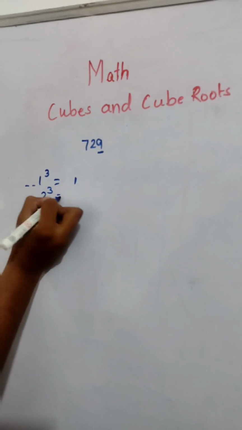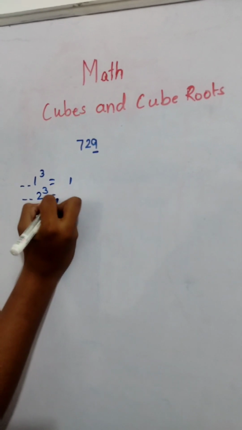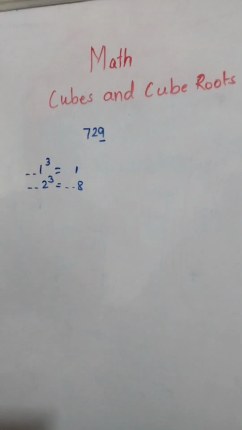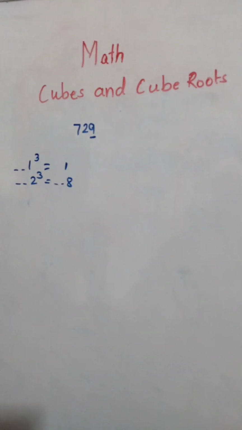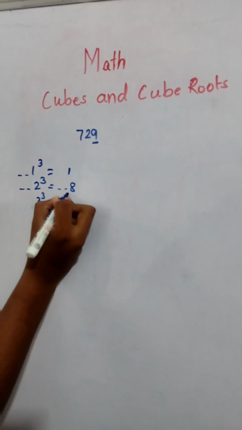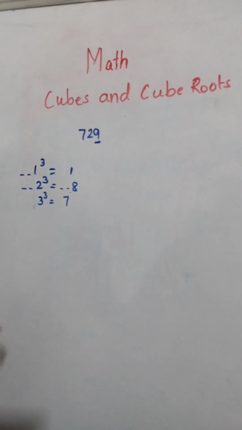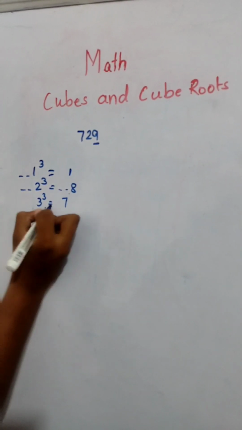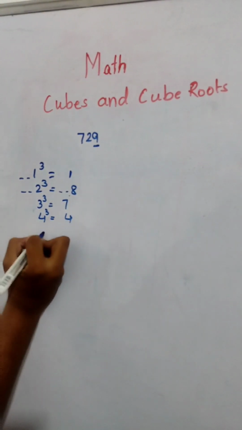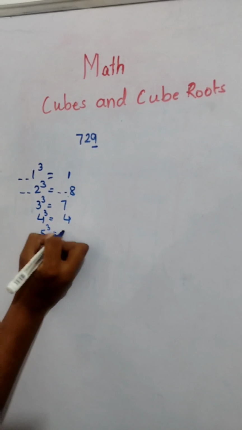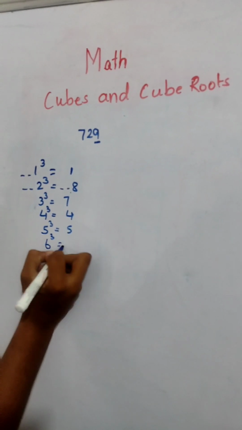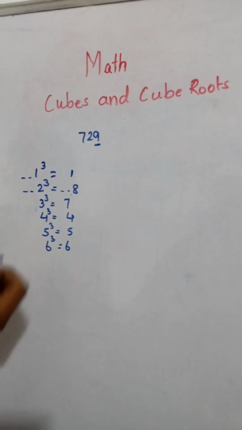For a 2, there can be anything in front of it, but if the last digit is 2, the cube will end in an 8. There can be as many digits as possible here, but the last digit is what is important. If there is a 3, then its cube will have a 7 at the end, as we know that it's 27. 4 will have a 4 at the end. 5 will have a 5 at the end. 6 will have a 6 at the end.